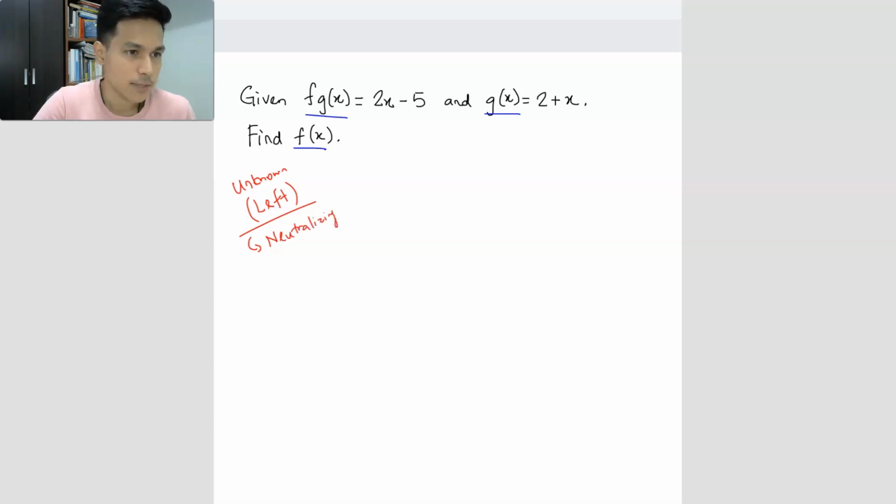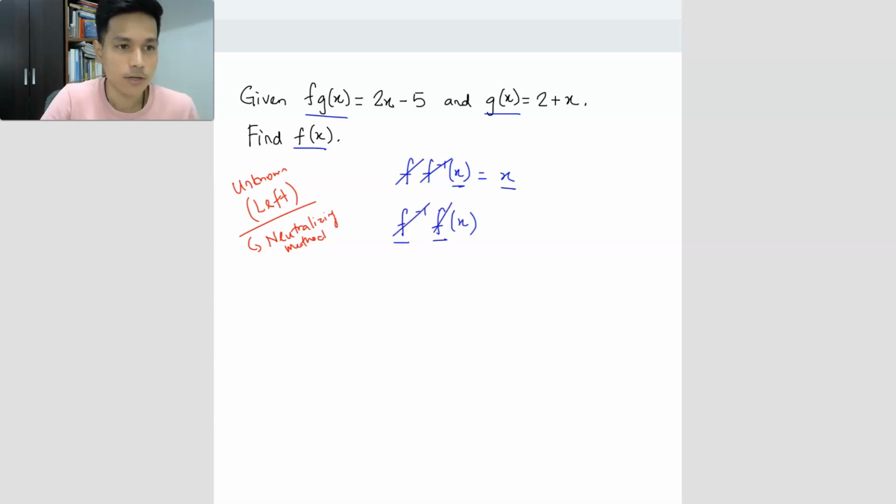The neutralizing method. Okay, so remember just now I told you when you got f and f inverse, you get back the object, right? So basically what it means is you are neutralizing these two and you get back the same thing, correct? Or if I write like this, f inverse and then f, you are neutralizing these two because they are opposite, right? So you get back the x. Okay, so the same concept we are going to apply here.